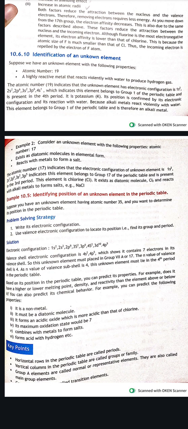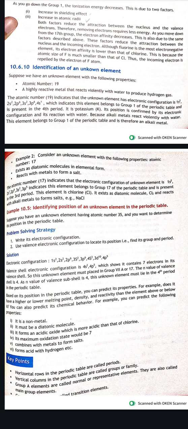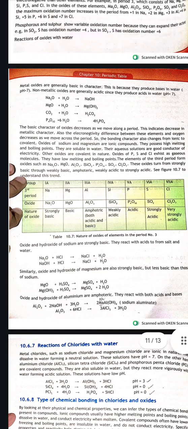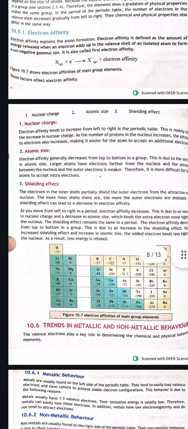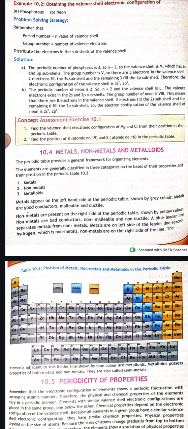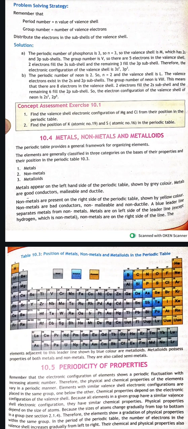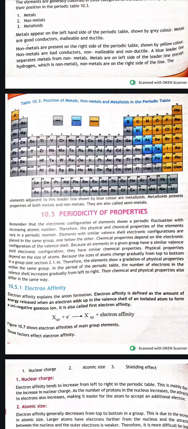So they haven't mentioned the name of this, but we can figure it out from the periodic table. Okay, so we can see from the periodic table in group 17, period 4, 1 2 3 4. So it's basically bromine.